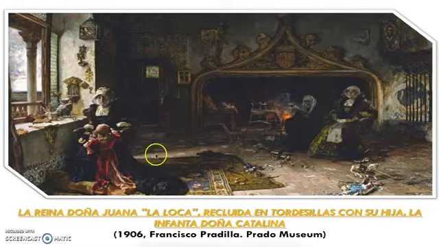Carlos I was the son of Juana la Loca, who was herself the daughter of the Catholic monarchs. She was supposed to be the queen, but she was declared ill. With Carlos I and Felipe II, we're going to see their internal and external conflicts during the 16th century.